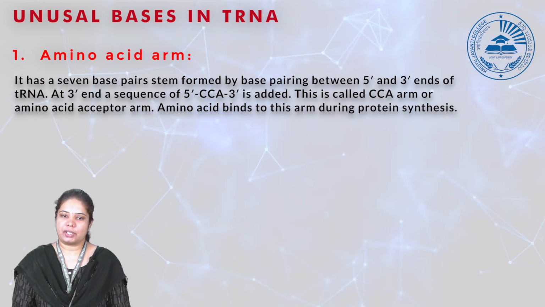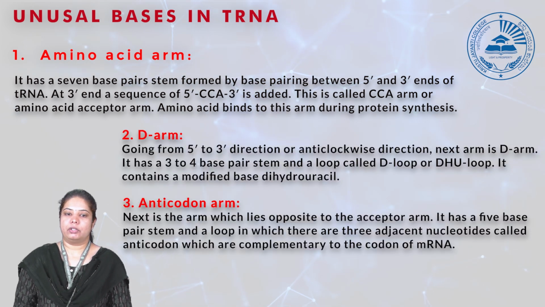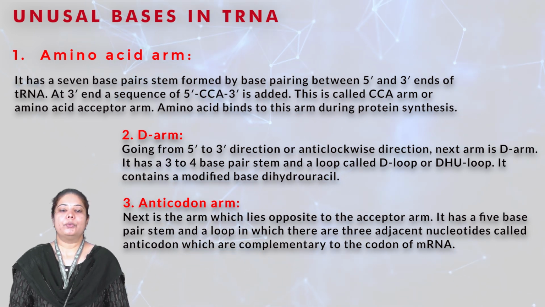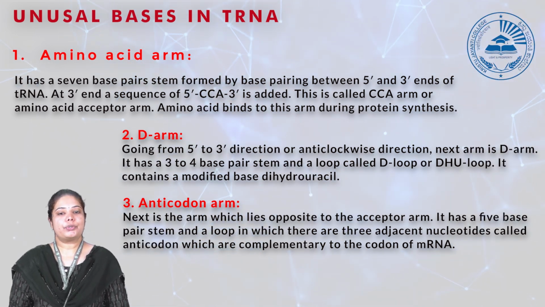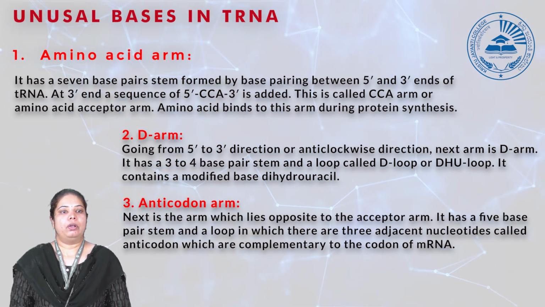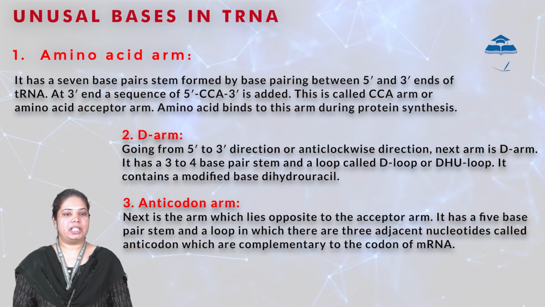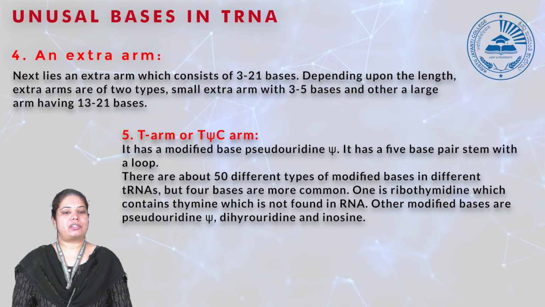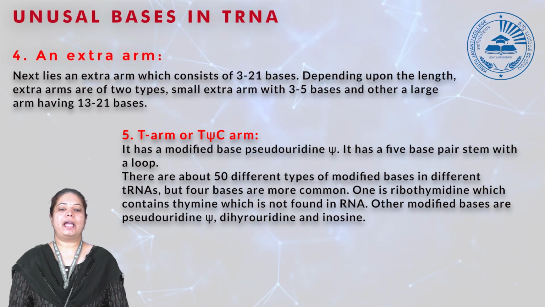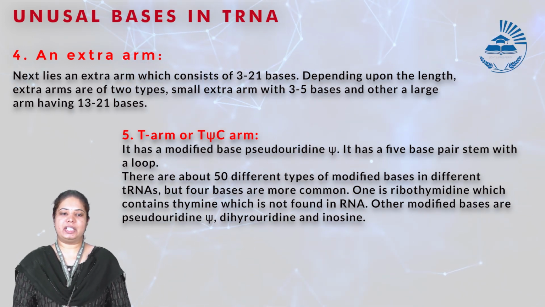The 3' end has a specialized sequence, which is CCA. This CCA only will accept the specific amino acid. Whatever codon is present in the mRNA will be detected by the anticodon in the anticodon loop, and according to that anticodon, the specific amino acid will be picked. So the tRNA has the amino acid arm, which is the acceptor arm, followed by the D arm, followed by the anticodon arm, then the extra or variable arm, then the T arm. The T arm will have pseudouridine, dihydrouridine, inosine, ribothymidine. Such unusual bases are present more in the T arm.